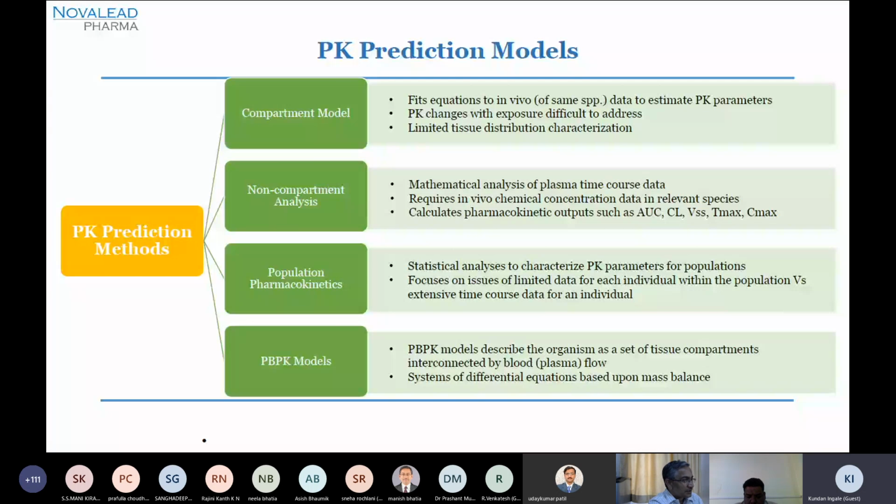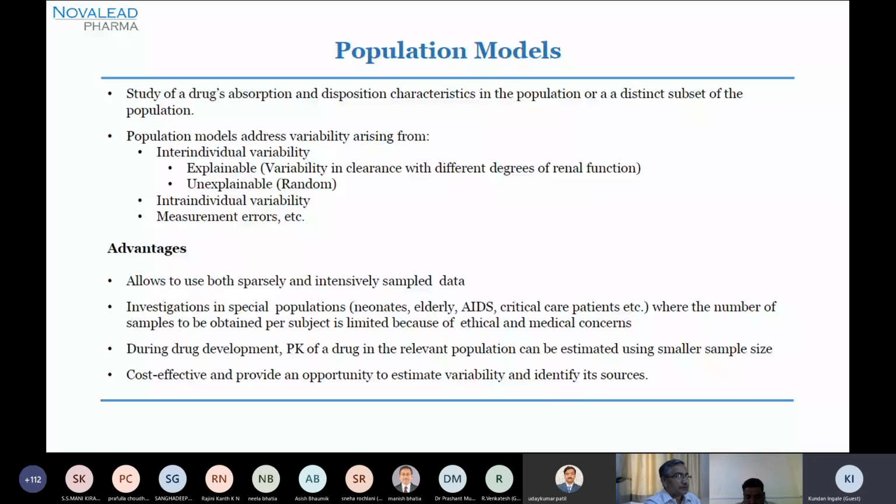Then PBPK modeling is physiology-based modeling, which involves a lot of compartmental modeling also, where it considers that your body or the biological system is a set of tissue compartments which are interconnected. So the blood will flow into these different compartments, carry the drug, and there would be different processes occurring in that. Okay, so we'll see these two methods in detail. The first method that I would be talking about is population models. I'm taking population models before PBPK because population models also have a key role to play in the PBPK model.